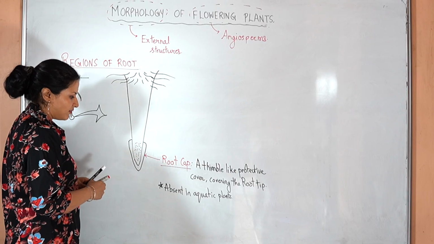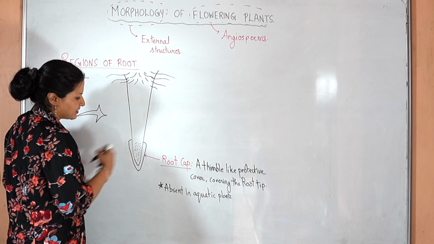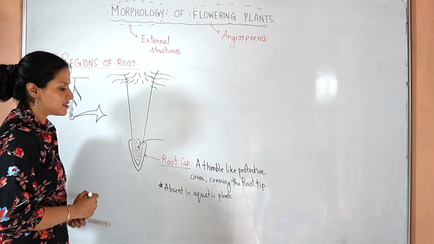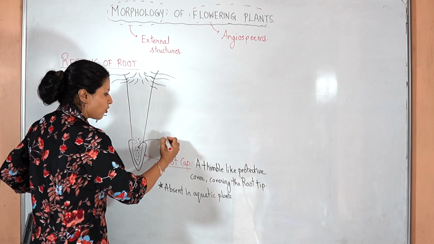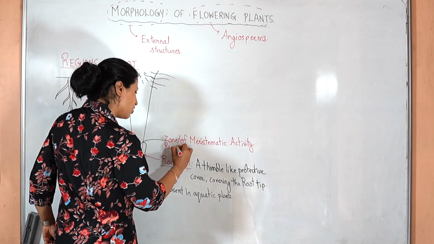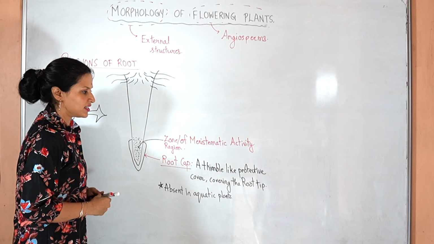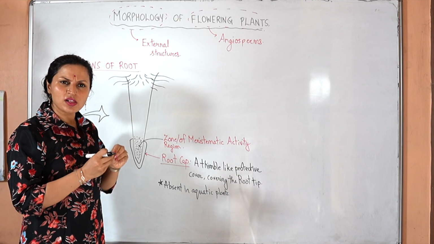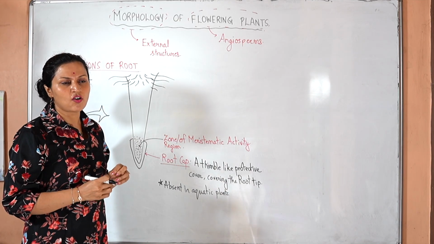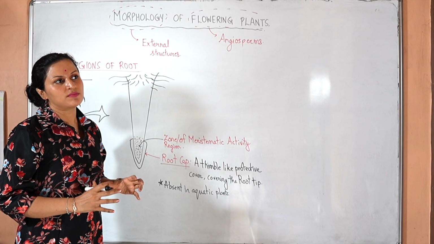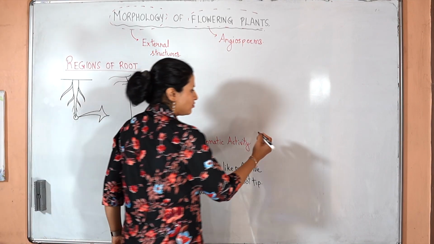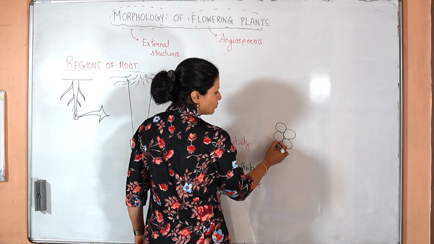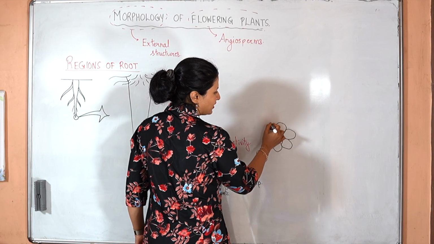Beyond the root cap, there will be the presence of such delicate cells. This zone of the root which has these types of actively dividing cells is known as the zone of meristematic activity. Zone or region of meristematic activity. This region will have cells which will be very small sized. They will be very thin cell walled with a very dense cytoplasm and a very large nucleus. If we have to draw those cells, they will be very small sized cells which will be closely packed. They are more or less spherical in shape.